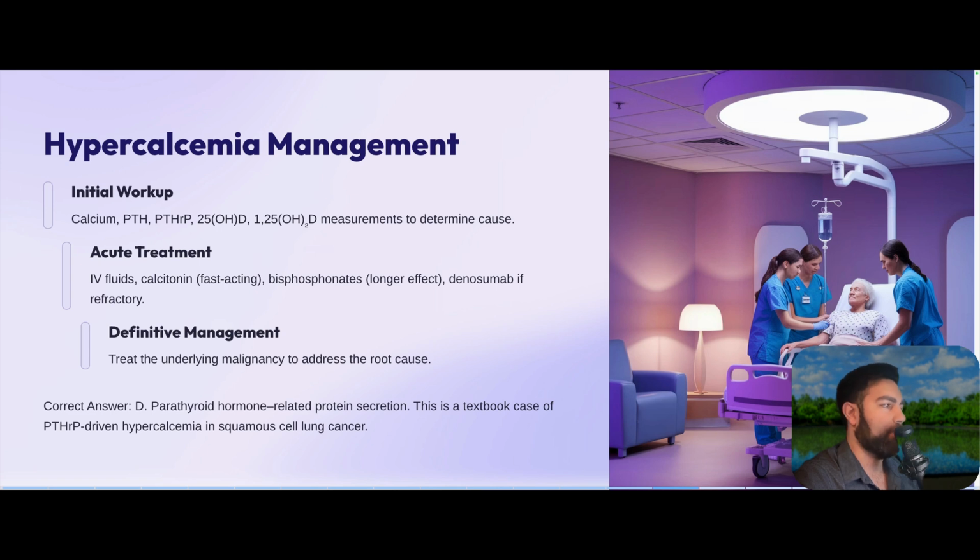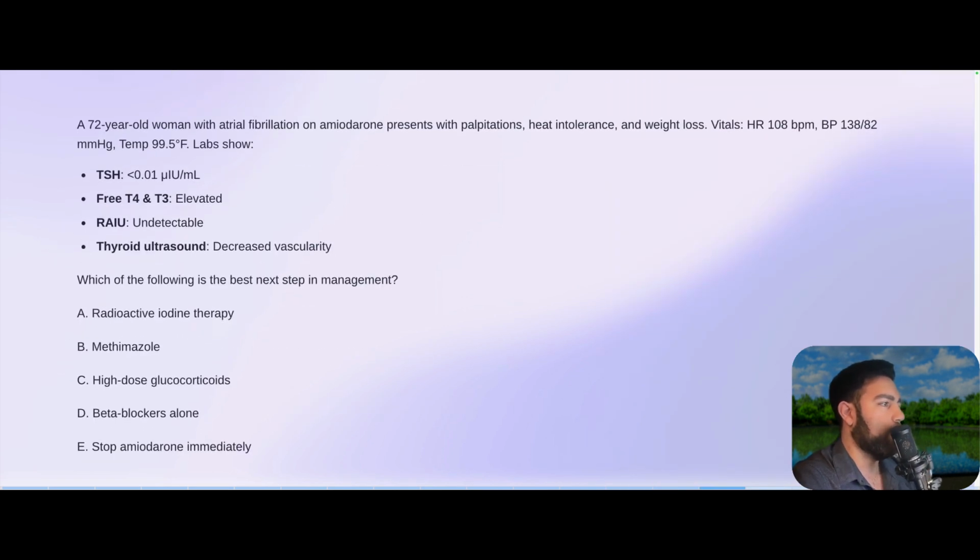If you have a patient with severe hypercalcemia, you want to start with fluids. You can try calcitonin for fast action, and then for a longer-lasting effect, we add bisphosphonates and denosumab if they're still refractory, and we need to treat the underlying cause of that malignancy to basically prevent this hypercalcemia from causing more complications. All right, next question.